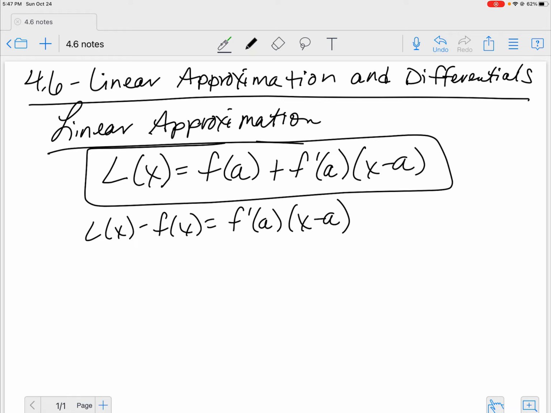Kind of. What's this f prime of a? What is a derivative equal to? The slope of the tangent line, right? So that's talking about a slope. What if I write this as y minus y1 is equal to m times x minus x1? Linear approximation, this formula up here, it's just point slope form.